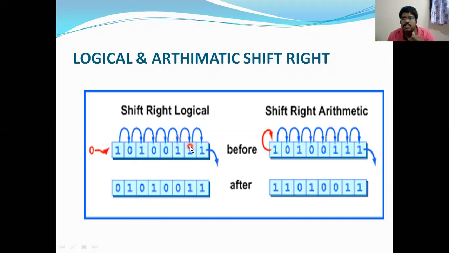Then what happens? This 1 is going to shift to here. Then what happens to the 1 that is already present here? That is the question now. It will be left somewhere. It will just come out of that particular register. Where it goes, we don't know.